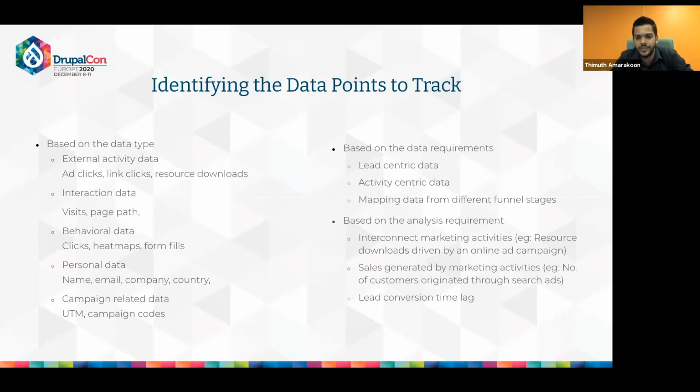your custom implementation. And the other way you can think about this is to look at your analysis requirements, and the requests you are getting from your marketing team or sales team or from the leadership team. For example, they might want to see how many resource downloads were generated from their online ad campaign. So in that case, you have to capture the attributes to fulfill that requirement. Or maybe someone is asking you how many customers we have generated or influenced by our search ad campaign. So in that case, you have to identify the specific attributes you need to capture those interactions.